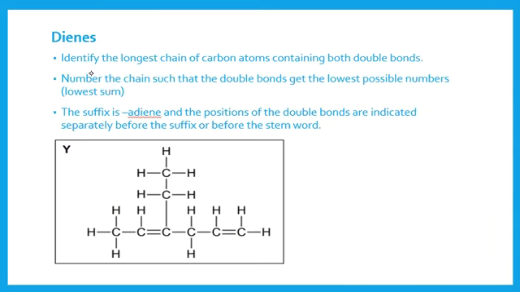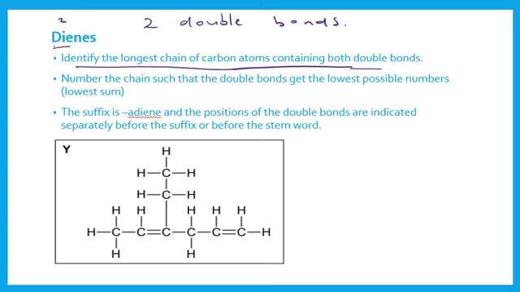Let's proceed to dienes. For dienes, di means 2. So dienes means 2 double bonds in the molecule. You identify the longest chain of carbon atoms containing both double bonds. So both of the double bonds must be within the longest chain of carbon atoms. Number the longest chain such that the double bonds get the lowest possible numbers. So that means you can do the lowest sum there.